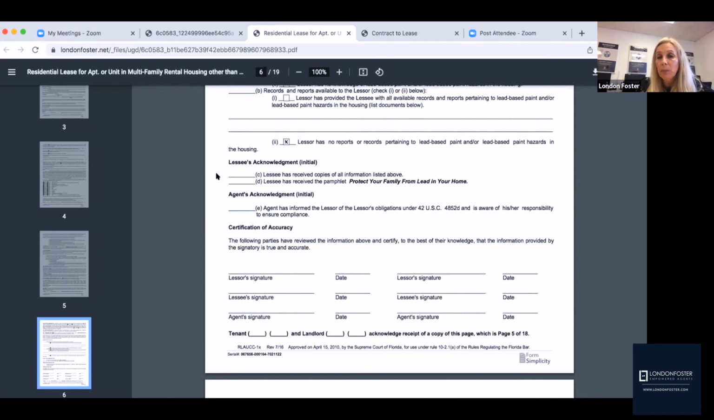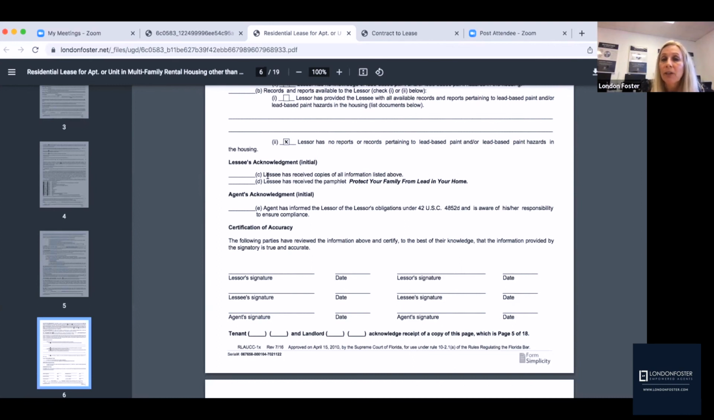And on Form Simplicity, there is the Protect Your Family from Lead in Your Home. You should know where this is. You can email it to the tenants if it's a property built before 1978. Otherwise, you don't have to email it. It is on londonfoster.net under our contracts there, under our information for you. And it's also on Form Simplicity. So it's called Protect Your Family from Lead in Your Home.